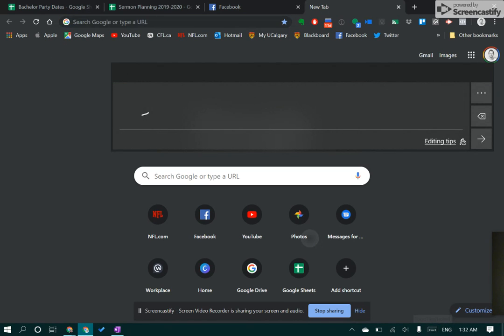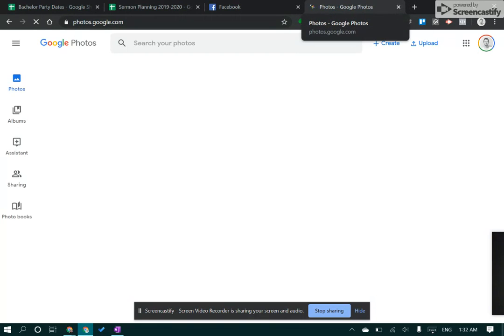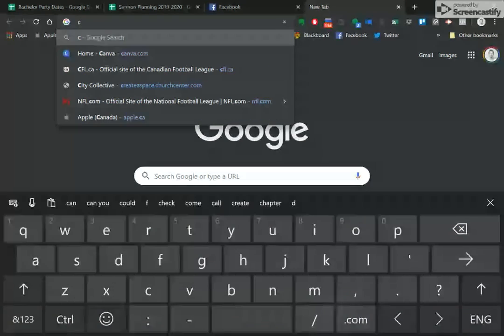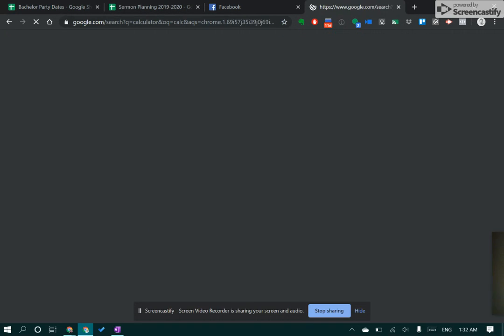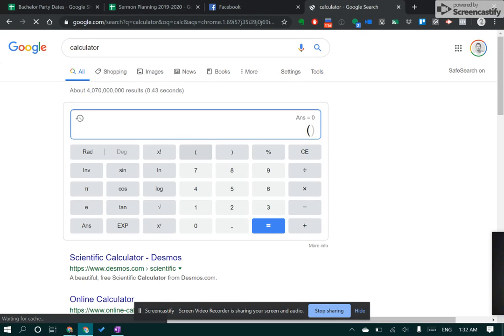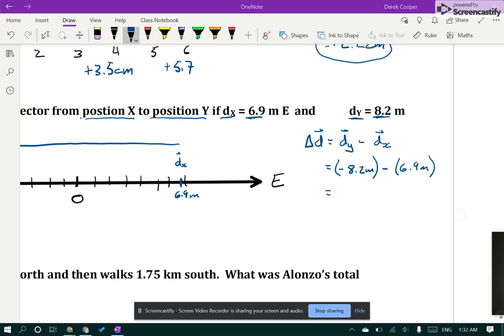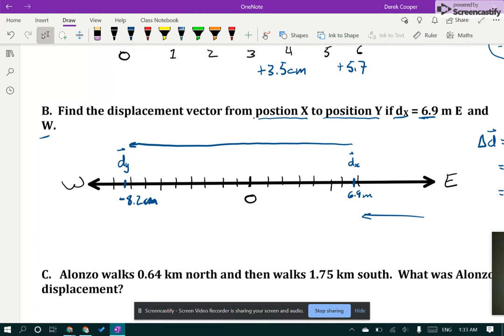Sorry for loading up Google Photos. And what we end up with is negative 8.2 subtract a 6.9, and that's going to give us a negative 15.1. So what that's saying is that we are going 15.1 meters in this direction to get from 6.9 meters in position X down to our negative 8.2 meters in position Y. All right, so this is how we do that.